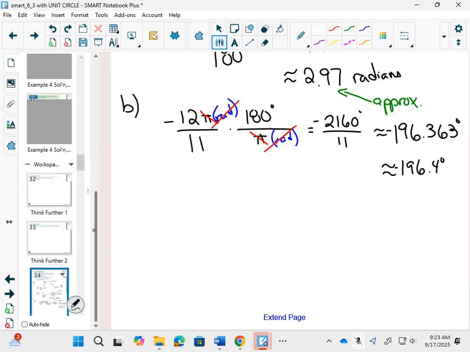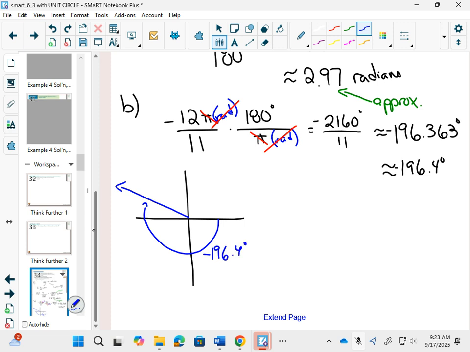In standard position, if you were asked to draw negative 196 degrees, can you see that you would go in this direction? This would be 180. You'd probably go another 16 degrees. That would be negative 12 pi over 11.